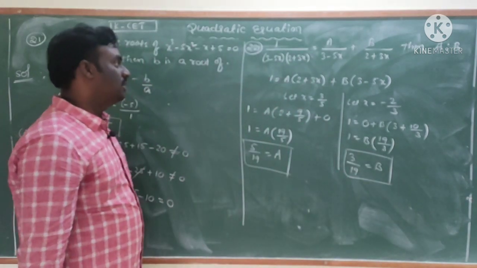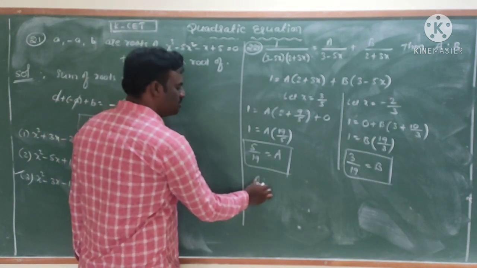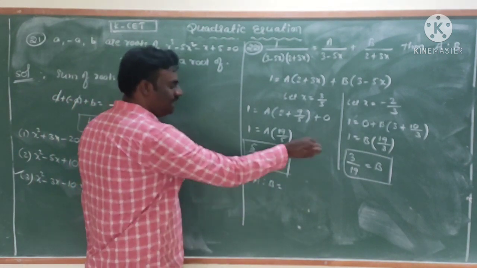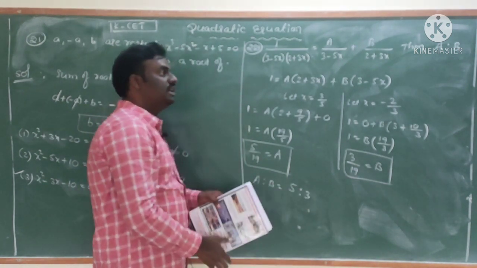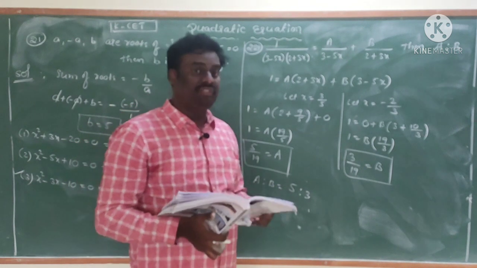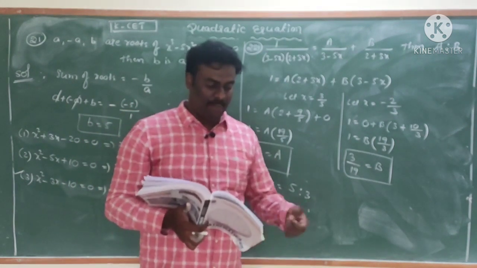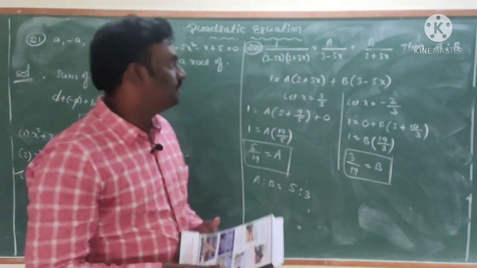But in the question we require the answer A is to B, that is nothing but 19, 19 cancel, then the answer is 5 is to 3, that is the answer for this question. 5 is to 3, that is nothing but option 2 is the correct answer.